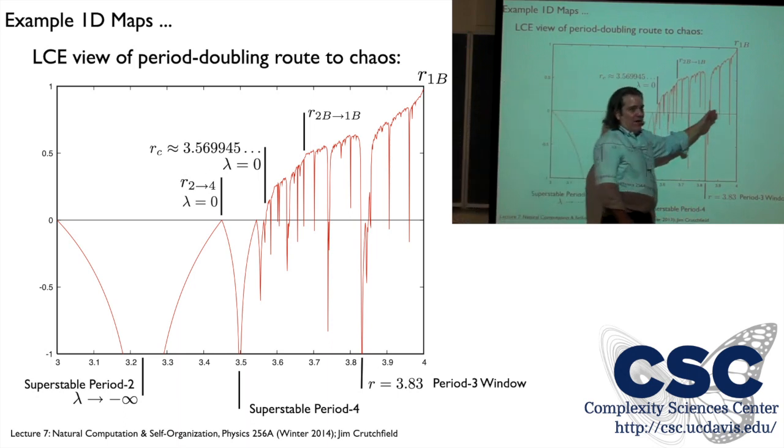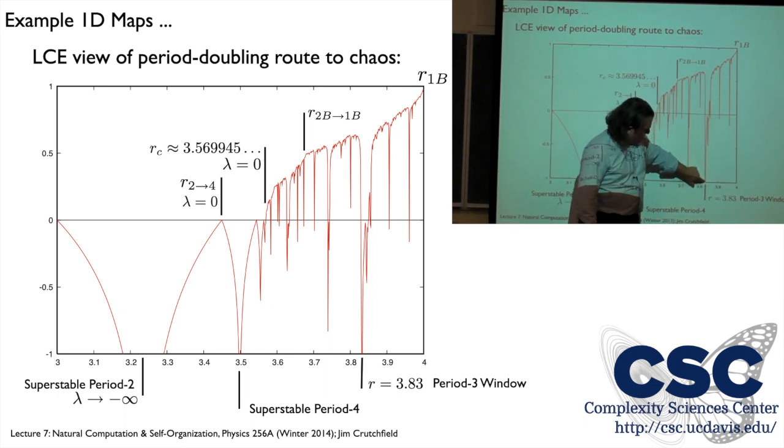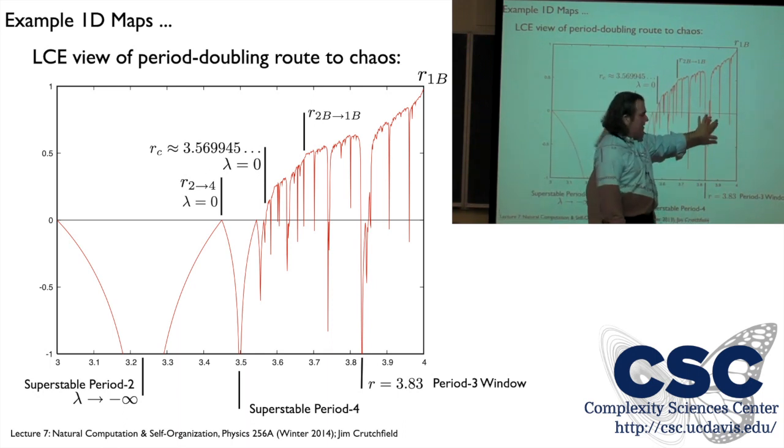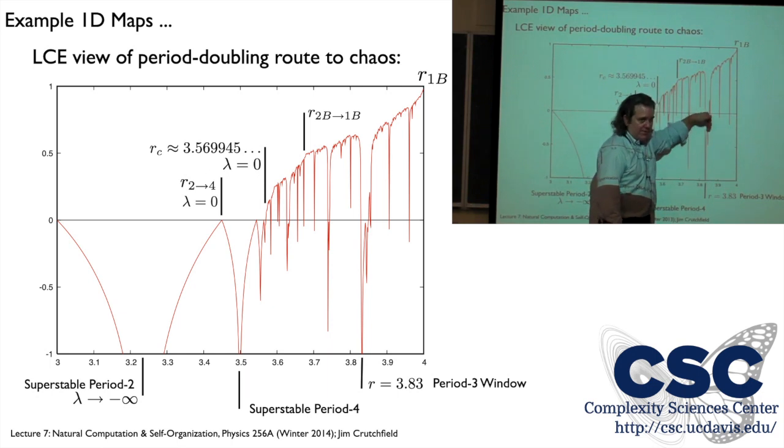Now, obviously, there's a bunch of other stuff going on in here. For example, this big divot here, this big negative thing, that's the period 3 window. And there's a super stable period 3 orbit down here right around 3.83. It actually goes through period doubling again. It looks a little bit ratty here because I only took a discrete set of r values when I was calculating this.